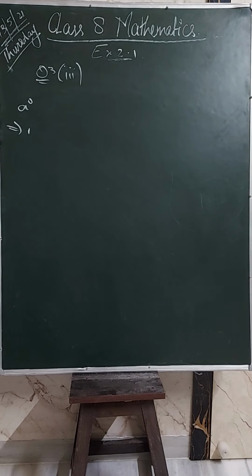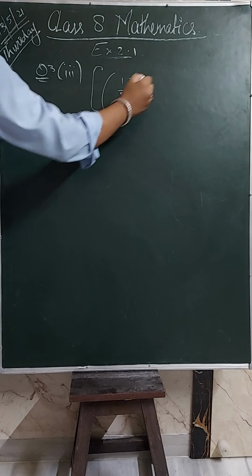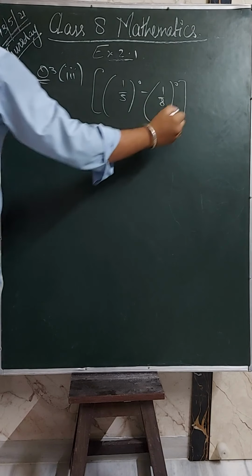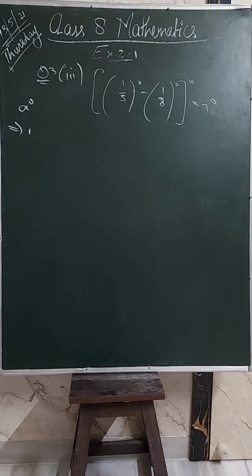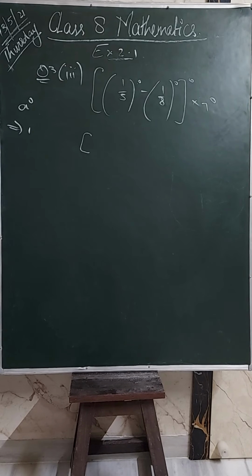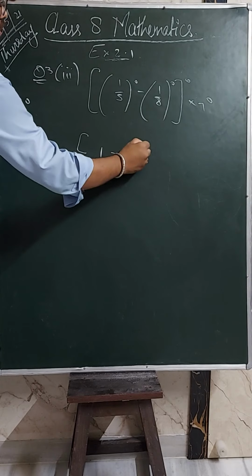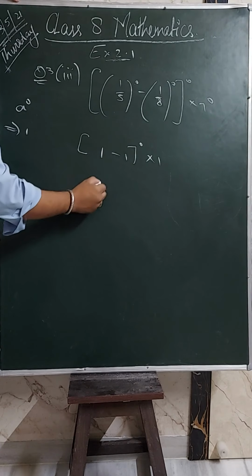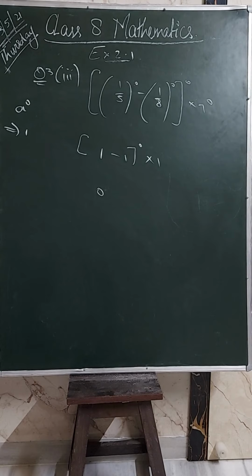Third part is (1/5)^0 minus (1/8)^0, whole power 0, into 7^0. So now look at it. Anything power 0, what I said, anything power 0 answer is what? 1. Minus anything power 0 answer is 1. Power 0 into 7^0 answer is 1. That 1 minus 1 answer is what? 0.